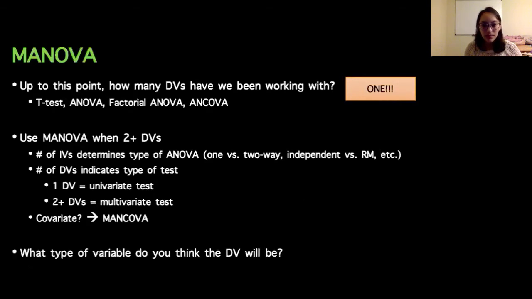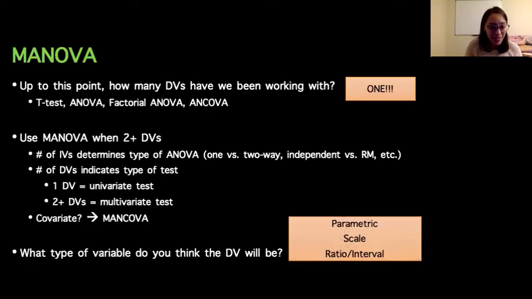So what type of variable do you think the dependent variable will be? It's the same as it has been, right? Measured variables that are parametric. We could also call them scale in terms of SPSS, or ratio or interval data. Okay, so it's all the same. We just add more, right?